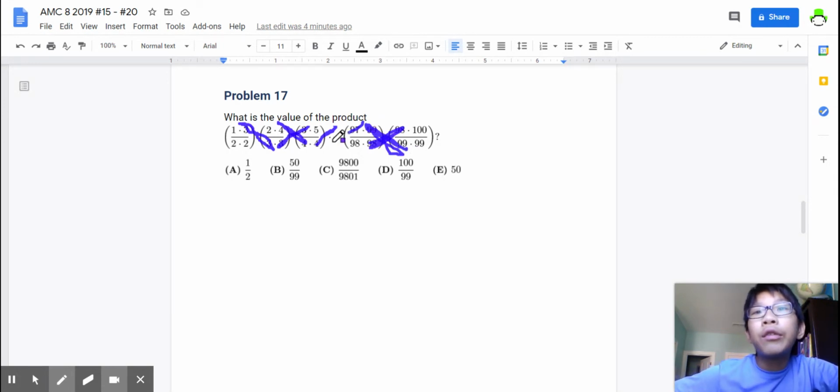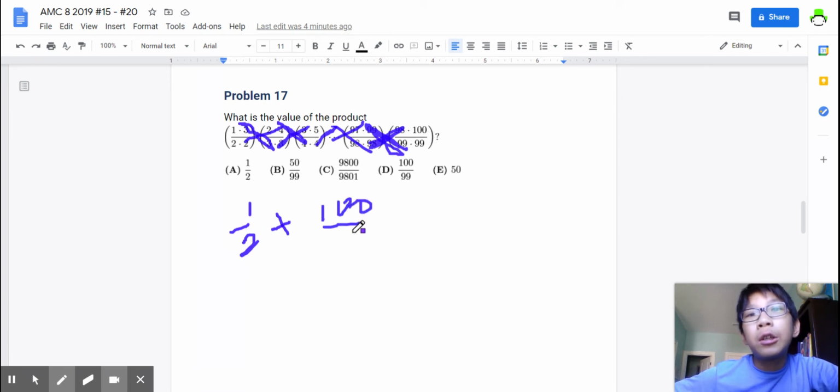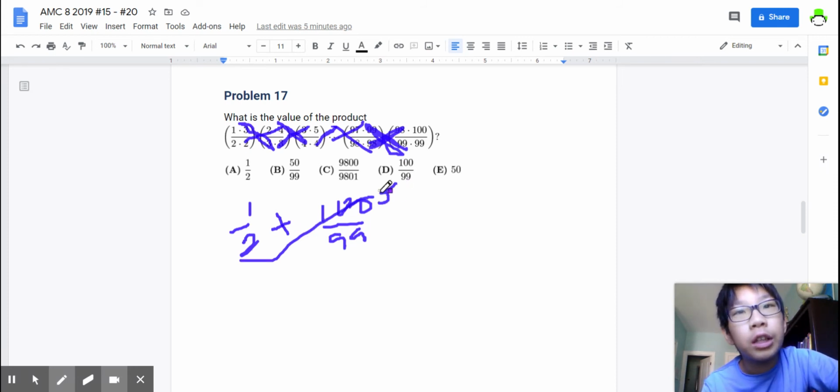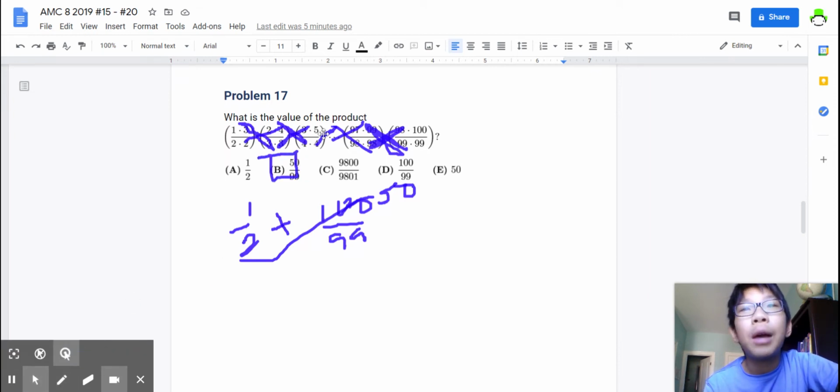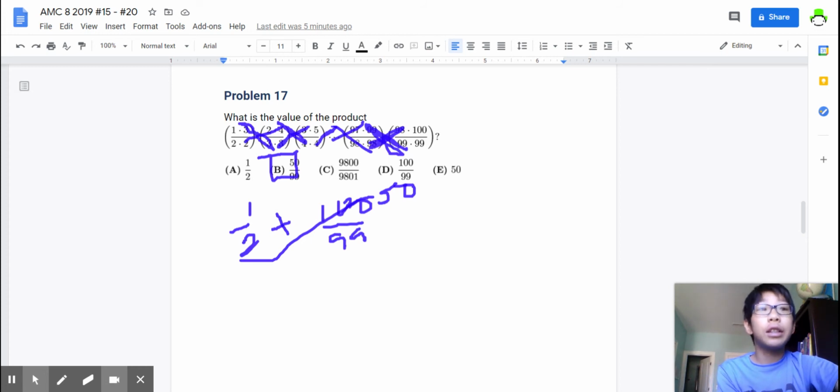So we can realize that after all these cancellings, we are left with 1/2 right here times 100/99 over here. And we can simplify this. We can cancel those out to equal 50/99, giving us B. If you notice this pattern, then this question is actually very simple.